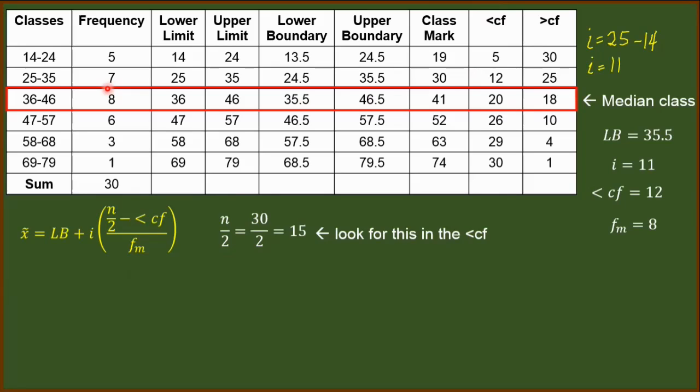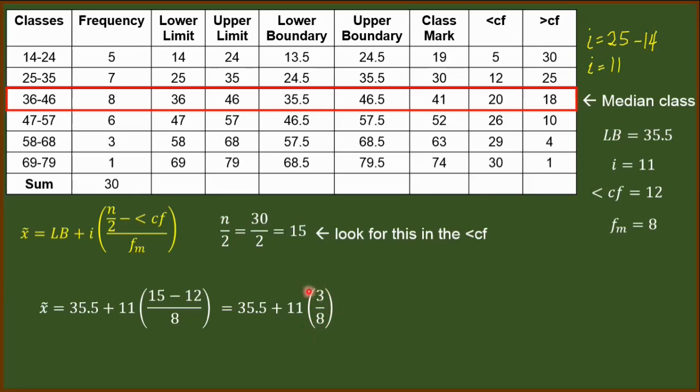So we will just substitute the values based on how we see them in our formula. 35.5 is our lower boundary, plus 11 is our class interval. This 15 is coming from this part of the solution, minus 12, that is the less than CF, and then 8 will be the denominator of the fraction. So we will first operate 15 minus 12, that will result to 3. However, we cannot divide 3 over 8 here.